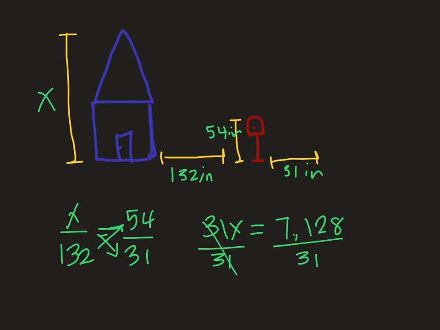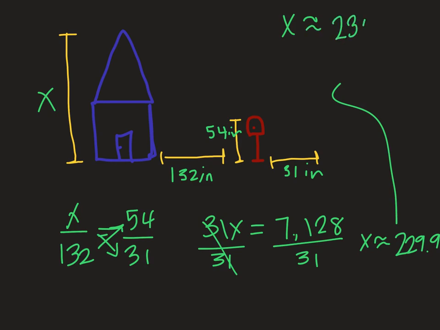Those cancel each other out. I don't get a whole number here. I get X is about 229.9. I went ahead and rounded that up to X is about 230 inches. We've got to use that about symbol. When I want to find out how many feet that is, again, I just divide by 12, and I got X is about 19 feet.